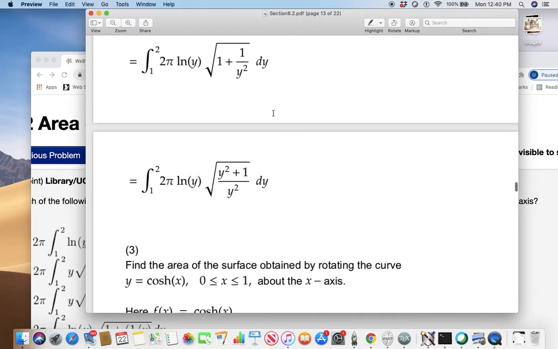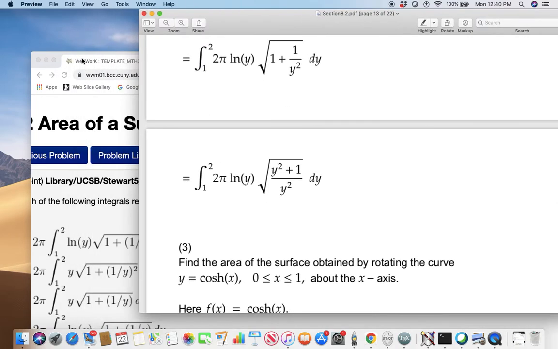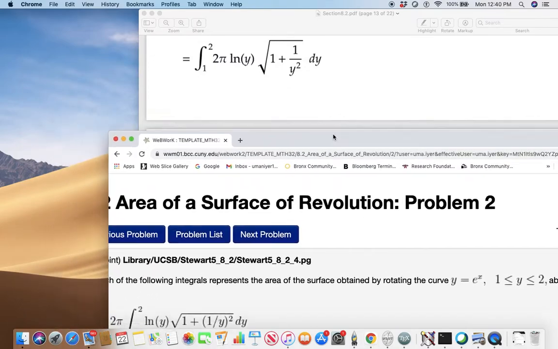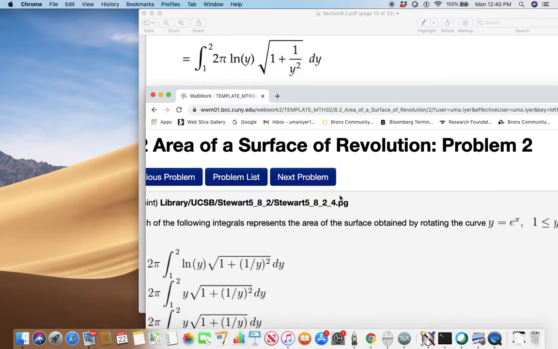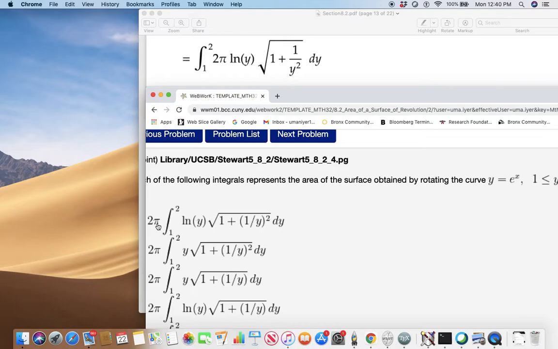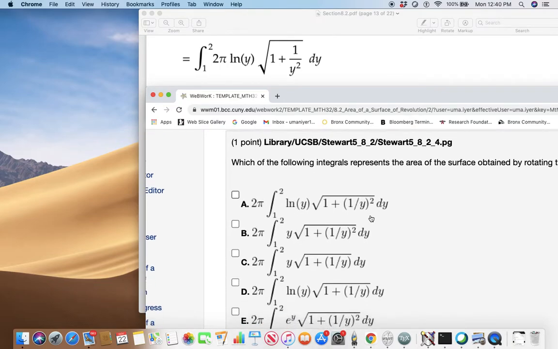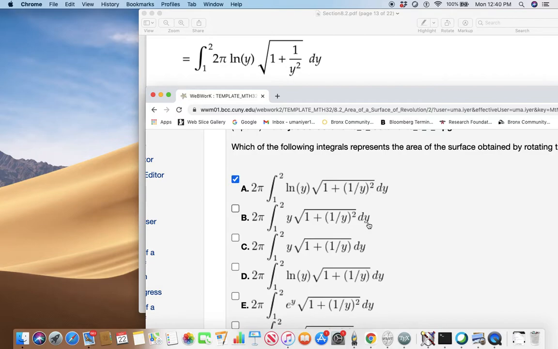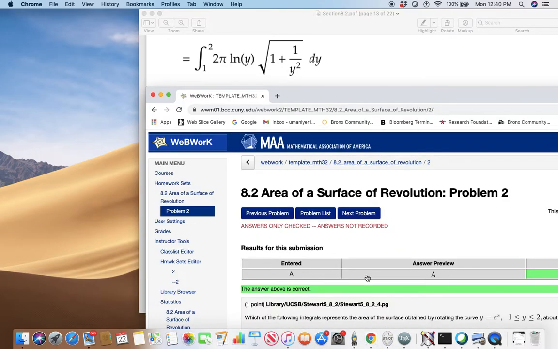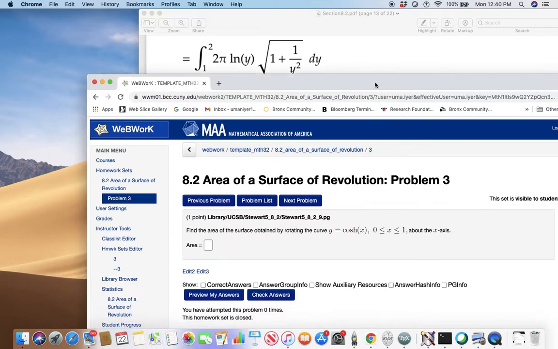So let's see whether any of these expressions show up. Integral 1 to 2, 2 pi is there. Natural log y, 1 over, oh, so that's already the very first expression, I believe. Okay, so let's check. That's correct. Next problem.